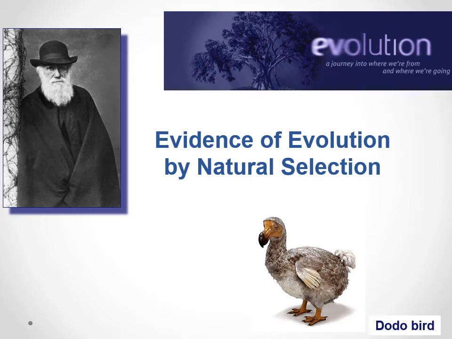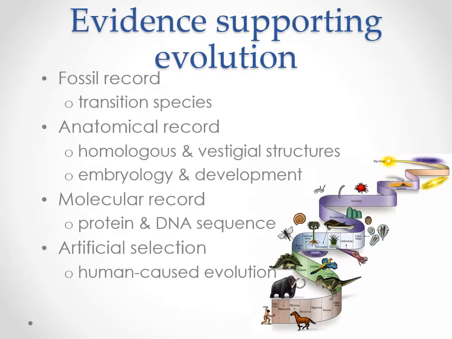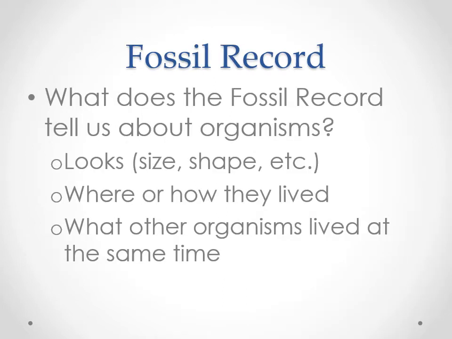Hello everyone, and today we're going to be talking about evidence of evolution by natural selection. The evidence supporting evolution is the fossil record, which includes transition species; anatomical records, which give us homologous and vestigial structures; embryology and development; the molecular record, which is proteins and DNA sequence; and then artificial selection, so human-caused evolution. So the fossil record.